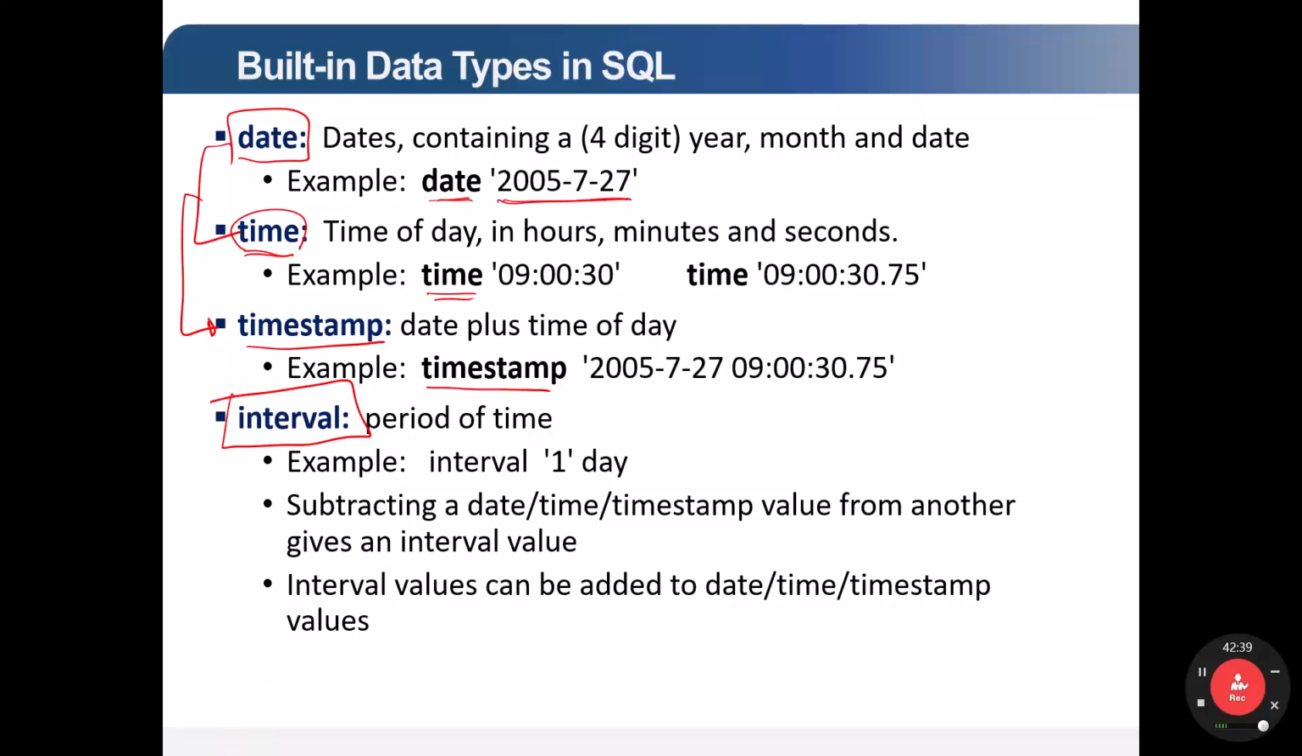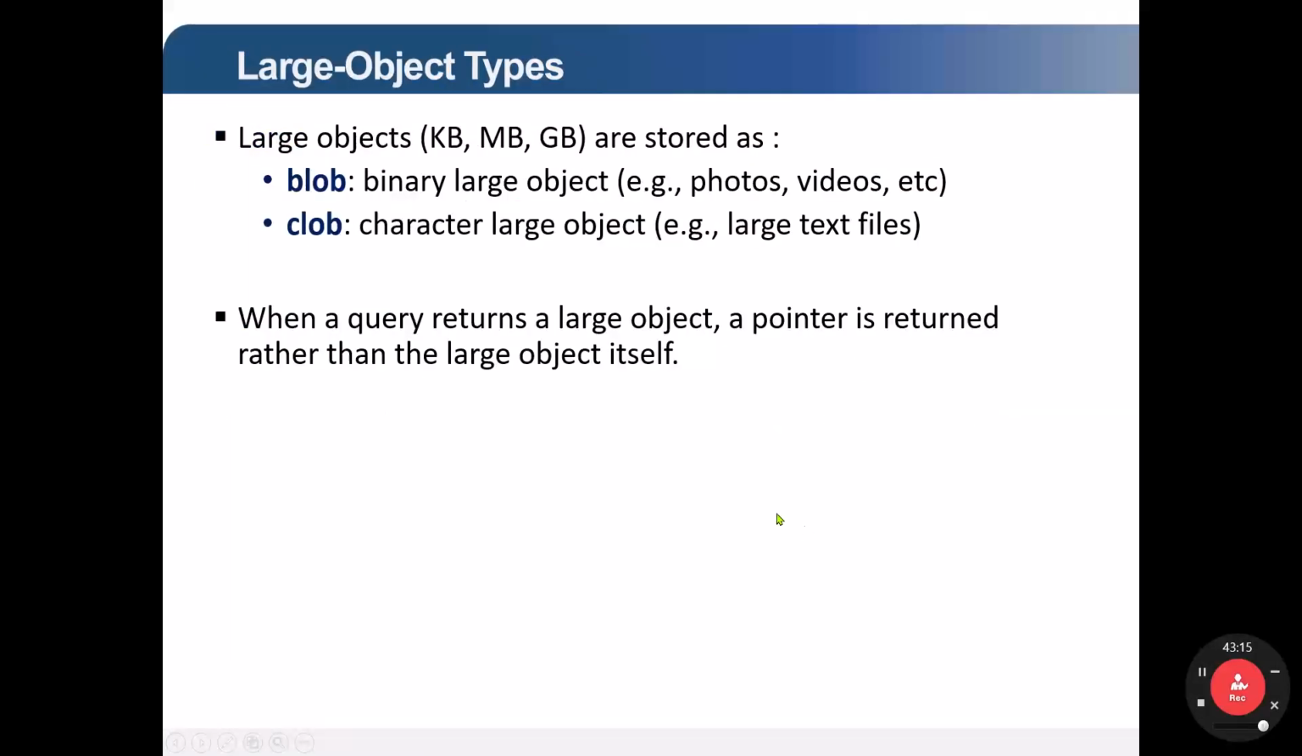And interval type is the type of the output of arithmetic calculation using timestamp or date or time type data. So let's say A is of timestamp type and B is also timestamp type. If you deduct B from A, the output will be of interval type. And this interval type value can be added to date or timestamp values. Let's move on.